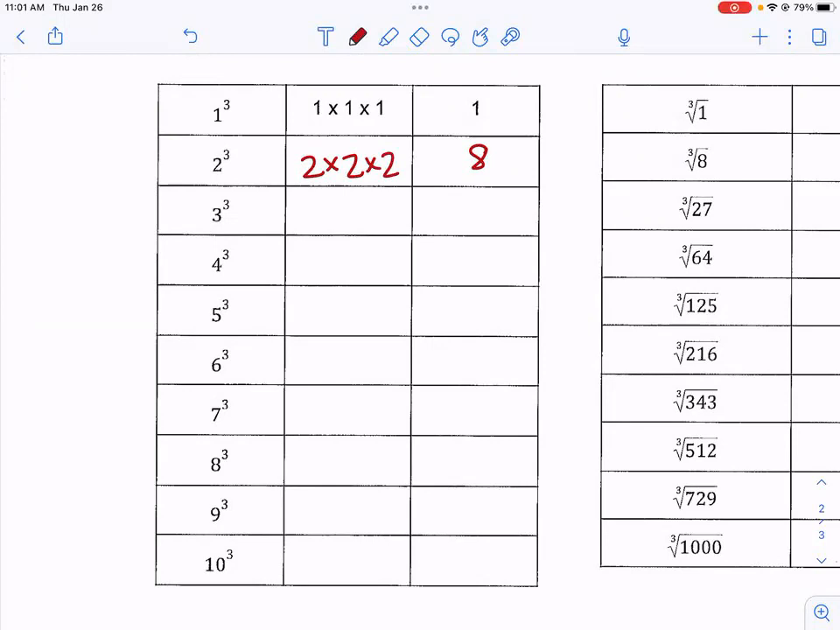What's 2 times 2? Times 2. Yeah. 3 times 3 times 3. Anyone have that for me off the top of their head? Oh, 27. You were good.